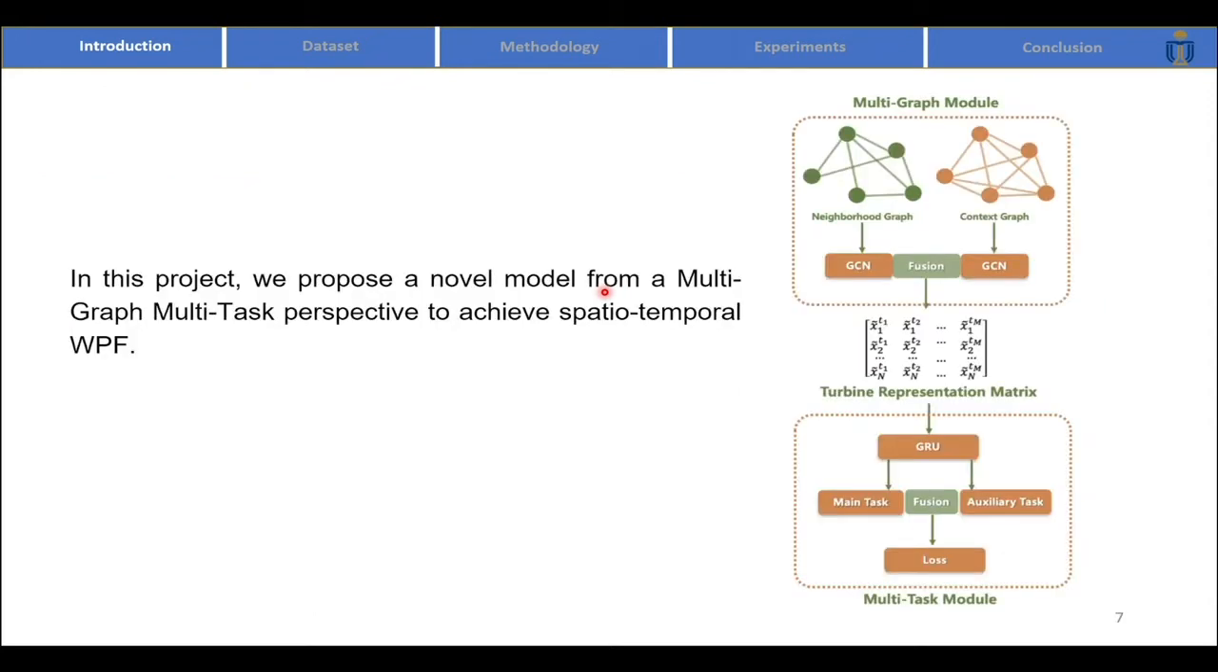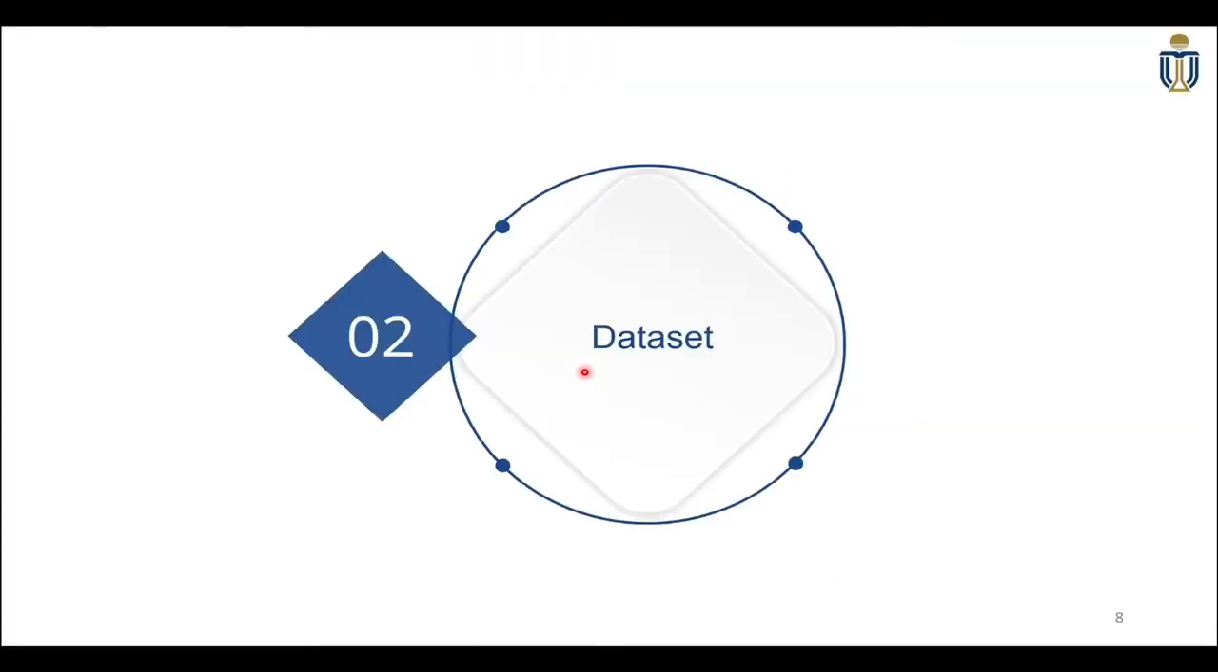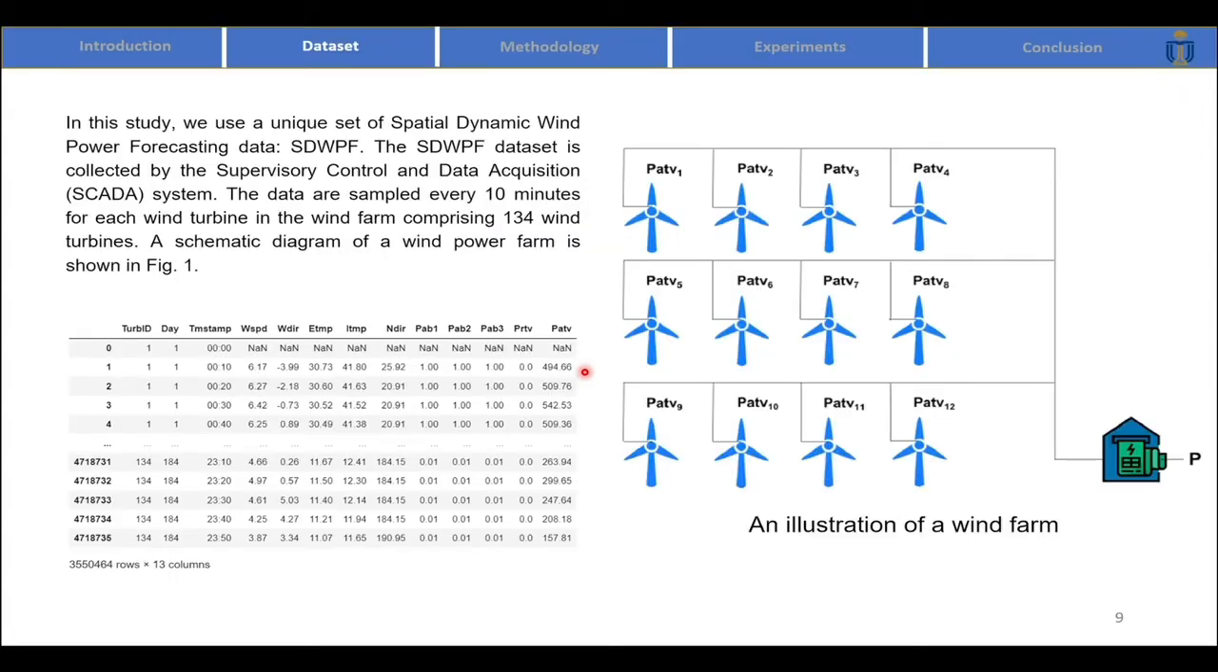In this project, we propose a novel model from a multi-graph, multi-task perspective to achieve spatial-temporal WPF. Next, let's see what our dataset looks like. In this study, we use a unique set of spatial dynamic wind power forecasting data, SDWPF. The SDWPF dataset is sampled every 10 minutes for each turbine in a wind power farm.